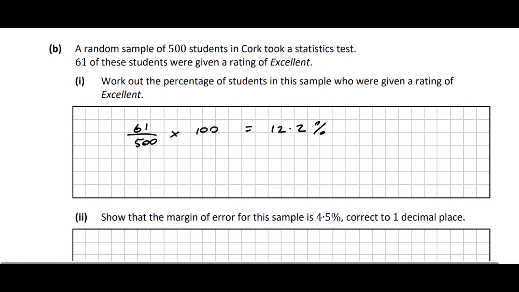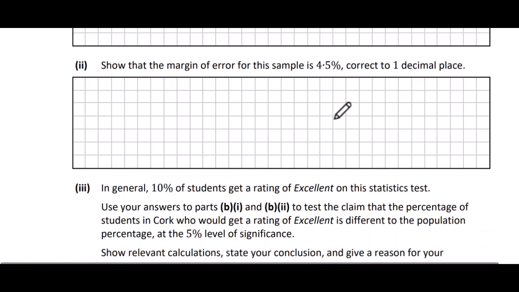So straightforward enough. Show that the margin of error for this sample is 4.5% correct to one decimal place. Okay, so your formula for margin of error is just going to be 1 over the square root of n. So in this case, the margin of error is going to be 1 over the square root of 500. And when you do that, you get 4.5%.